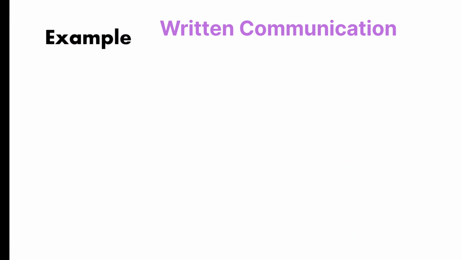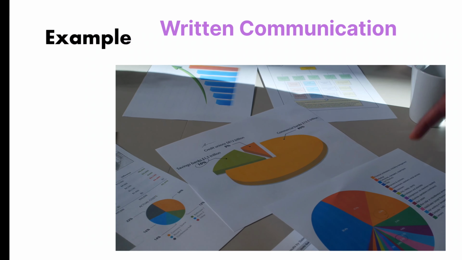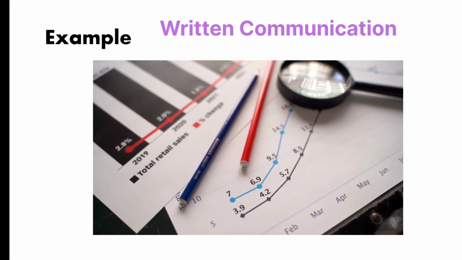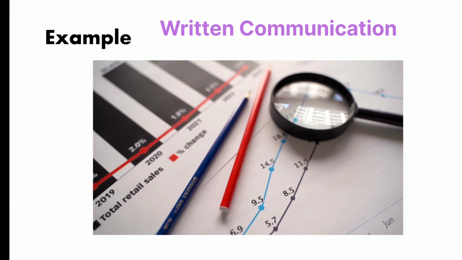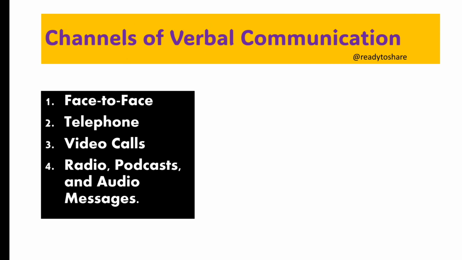Written communication. Google. Example: Google sends out written communication in the form of press releases to announce important news and updates. For instance, they might issue a press release to inform the public about a new acquisition, product launch, or corporate milestone. Now let's dive into channels of verbal communication.